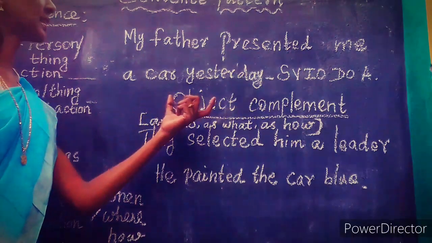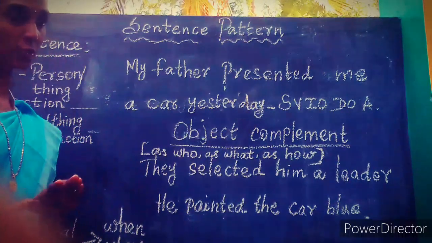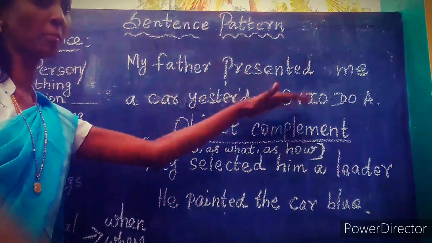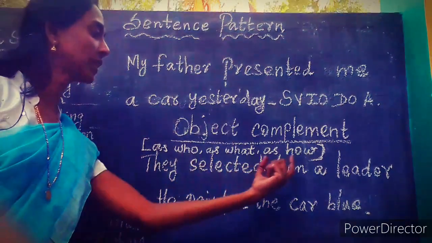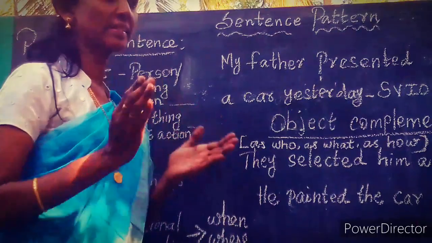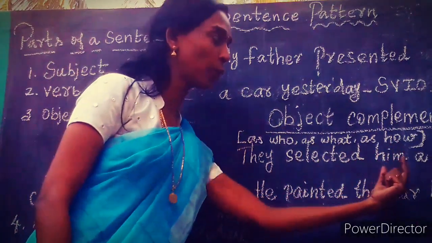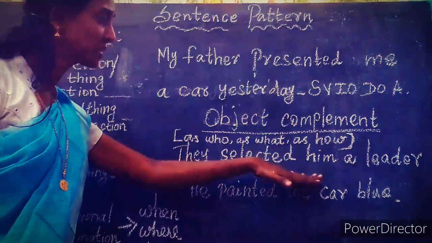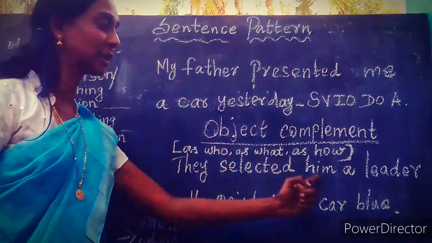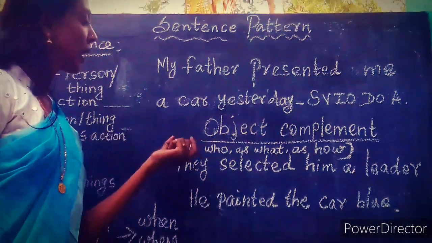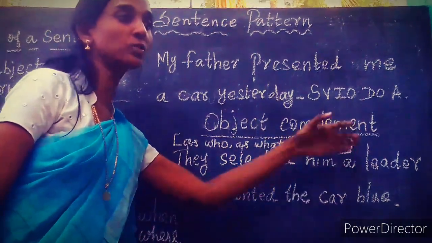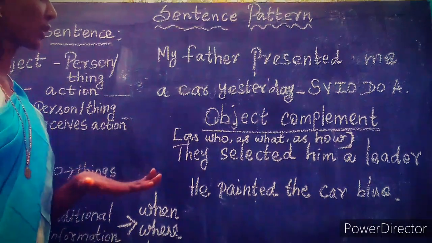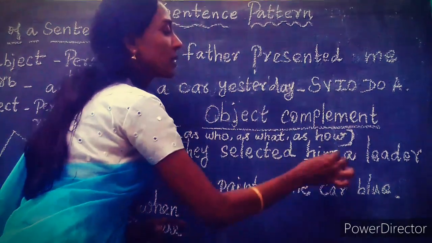We'll look at some more examples. Next we'll see about object complement. Most of the students confuse between the IO-DO part and this complement, the object complement part. See here, they selected him a leader. Students may answer as subject, verb, IO, DO, but it should not be. They selected him a leader. It answers the question: as who they selected him? As a leader. So as who, as what, as how, these are the answers for the question we asked in a particular sentence. This is complement, object complement.